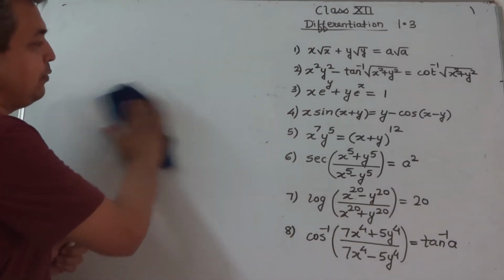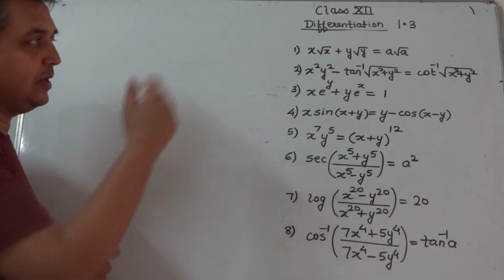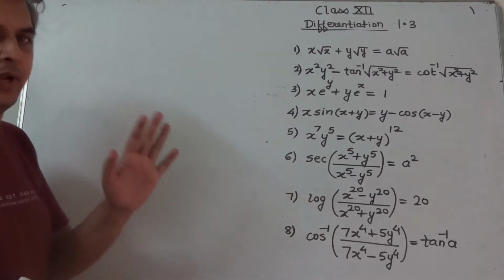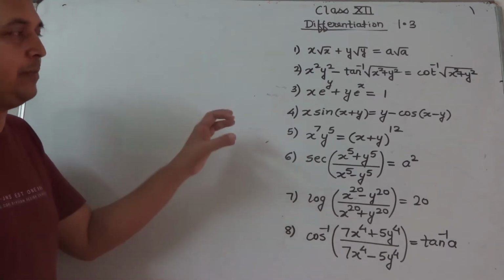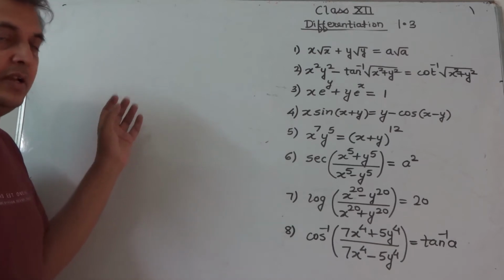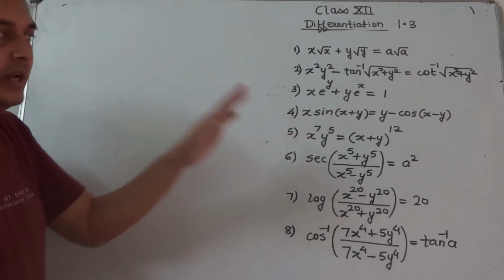Now from this we have to find dy by dx. So let us see how to find. Method is the same. We have to find derivative and we have to keep dy by dx on left hand side and rest of the terms to be transferred on right hand side.